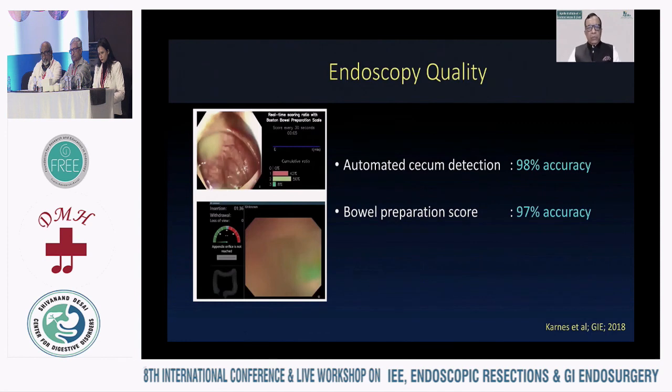Beyond polyps, what's the role of artificial intelligence? It can help us in endoscopic quality. It can detect whether you've reached the cecum with 98% accuracy, and also give you an idea about bowel preparation with a high degree of accuracy.